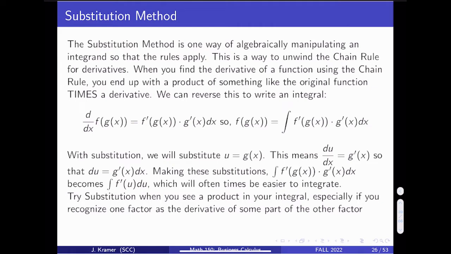of f prime of g of x times g prime of x dx, which makes a really nice substitution where we'll let u equal g of x so that du dx is g prime of x. And if we multiply both sides by dx, we have that du is g prime of x dx. Making these substitutions, the integral of f prime of g of x times g prime of x dx becomes the integral of f prime of u du, which will oftentimes be easier to integrate because we're just dealing with one function. Try substitution when you see a product in your integral, especially if you recognize one factor as the derivative of some part of the other factor.